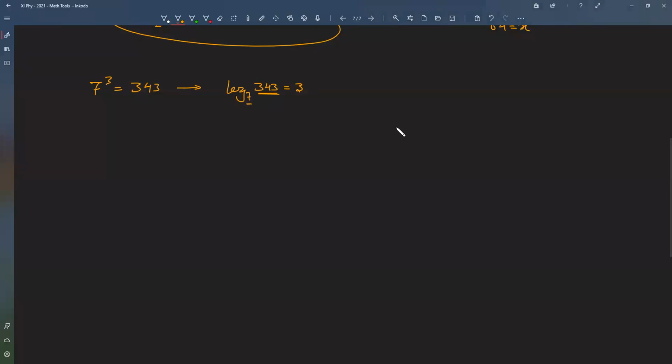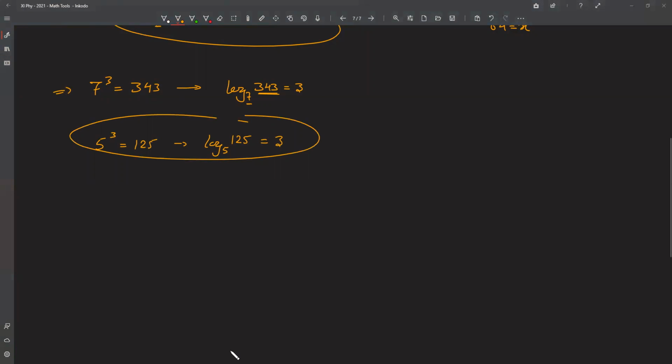Similarly, you can think of your own examples and try to practice. For example, if I think 5 to the power 3, that is nothing but 125. This means log 125 to the base 5, meaning what power of 5 will give me 125? That is nothing but 3. This is how they are related. So like that, practice yourself.